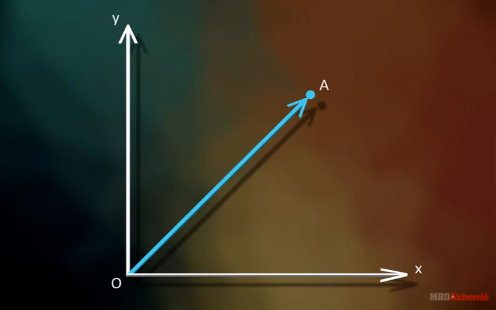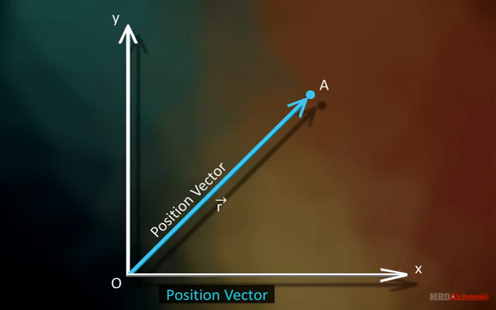The arrowed line OA represents the position vector of the object at point A at time t. A position vector is generally represented by vector r. The magnitude of the position vector r is equal to the length of the arrowed line OA.